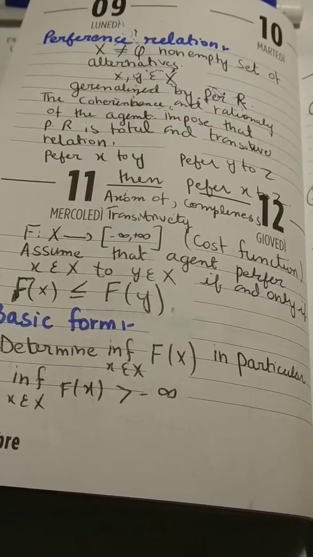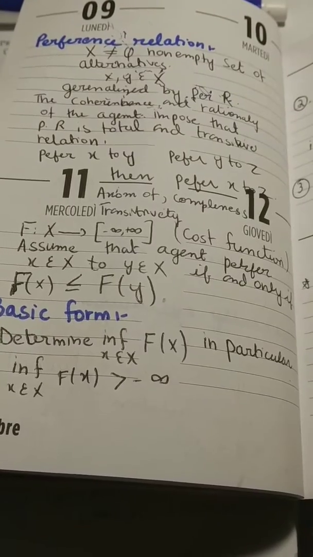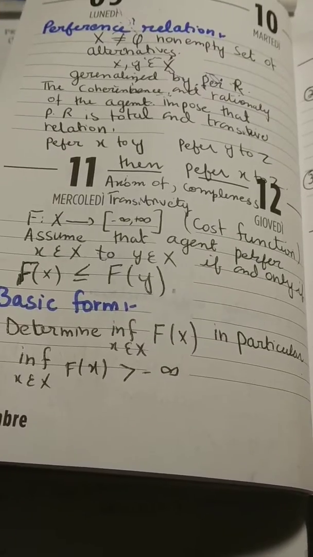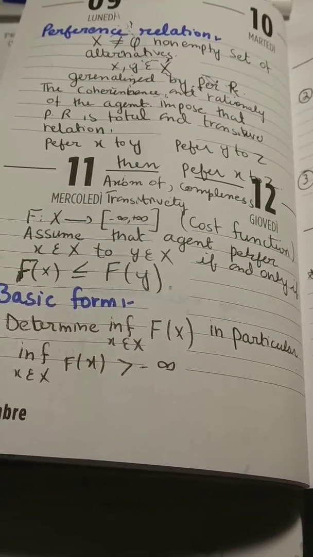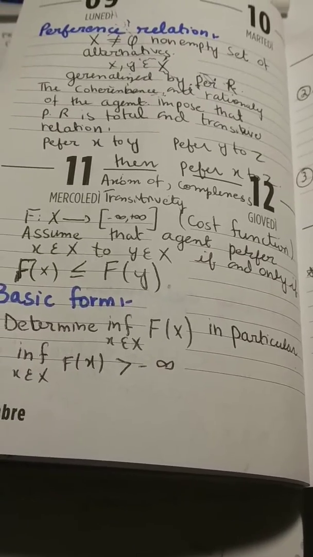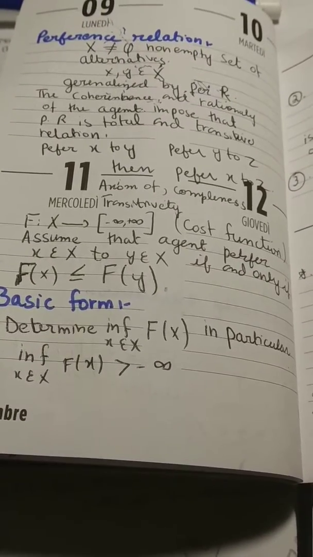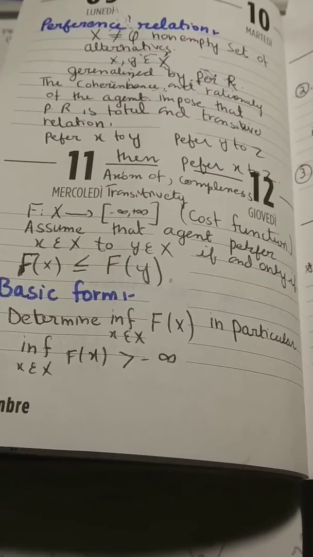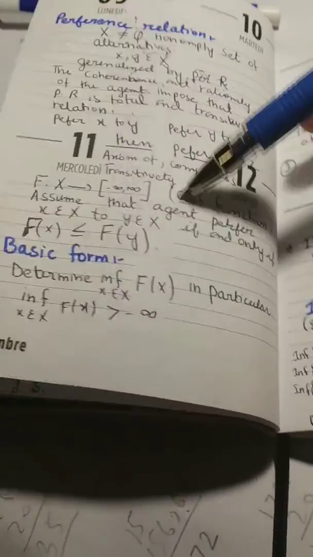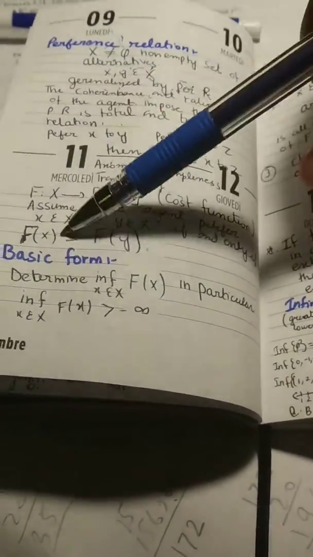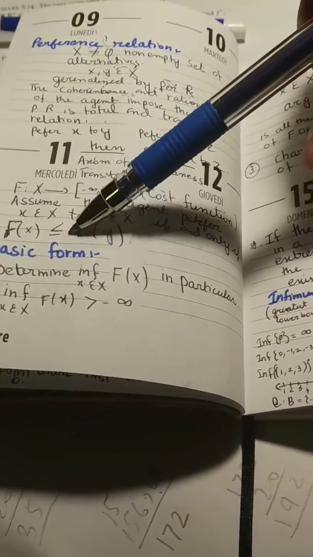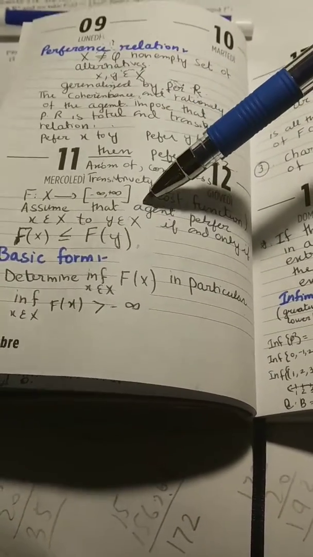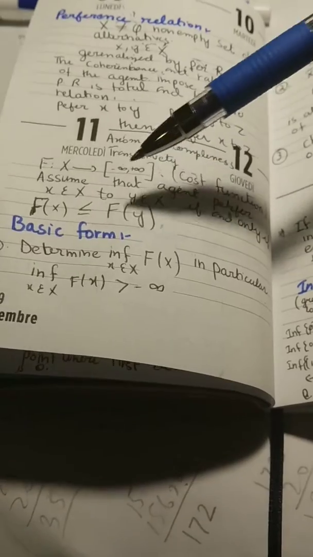Okay, now I will tell you what a cost function is. There is a function from the set of alternatives X to the interval minus infinity to plus infinity. It is called the cost function. Assume that the agent prefers x belonging to X to y belonging to X, if and only if the function at point x is smaller than or equal to the function at y. It is called the cost function. Okay, basic form.